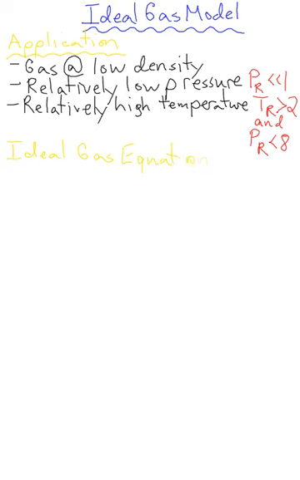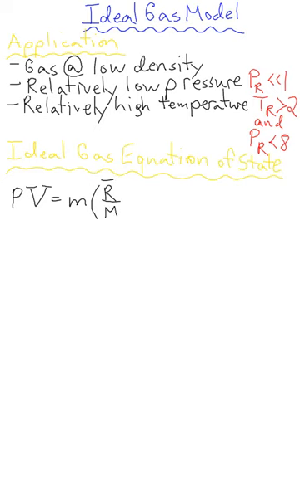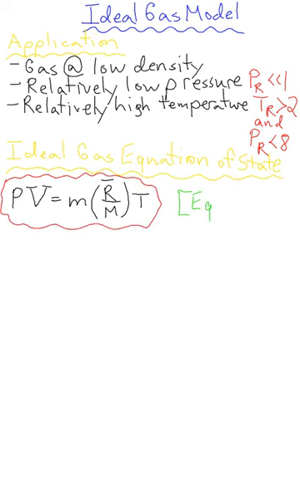So once you've established that something can be treated as an ideal gas, you can apply the ideal gas equation of state. Now in physics they use the equation PV equals nRT. We use a modified version of this. So our equation for this course will be pressure times the volume equals the mass times the universal gas constant divided by the molecular weight times the temperature. This is equation 1.41 in your text.